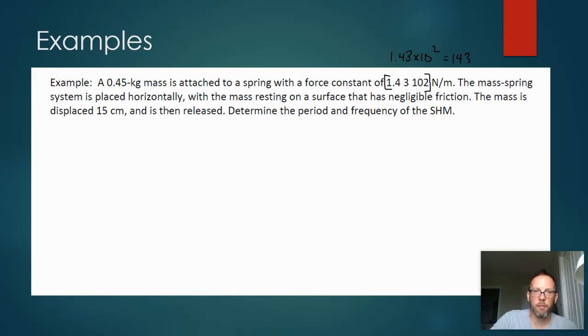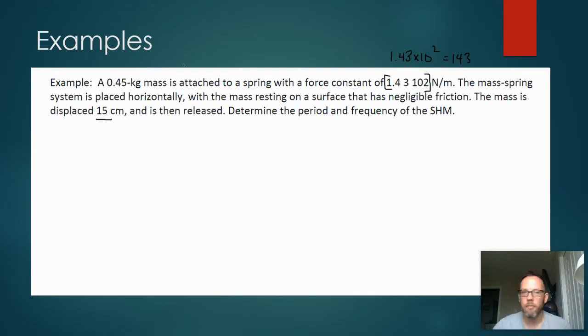The mass spring system is placed horizontally, and the mass is on the surface, and we neglect friction here, so that the mass will just be bobbing back and forth, in theory, forever with no friction. We have the amplitude that we displace the mass 15 centimeters, and then it's going to be released. We're going to determine the period and frequency of the simple harmonic motion.